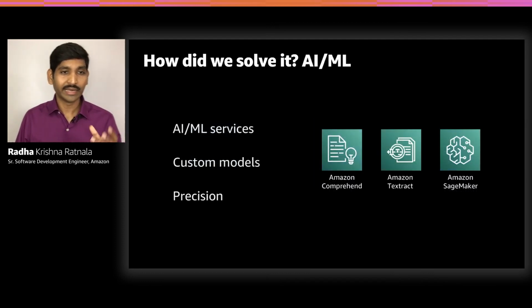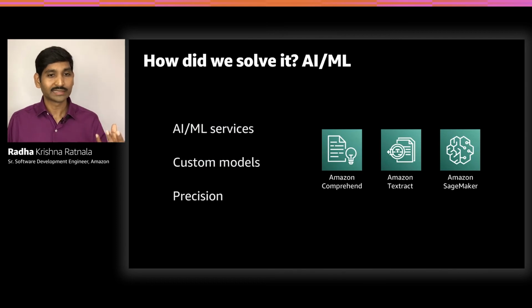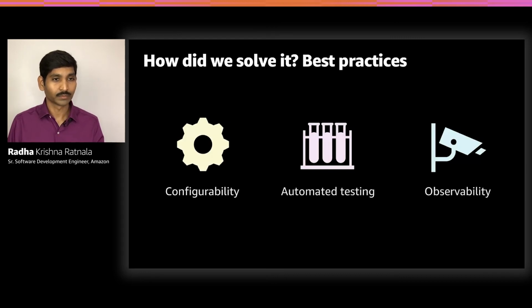Let's see how we used AI/ML services. We used Amazon Textract and Amazon Comprehend for processing the email content. We built our own custom model for predicting the customer accounts. I'll talk more about precision, or reducing the false positives, in the next couple of slides.